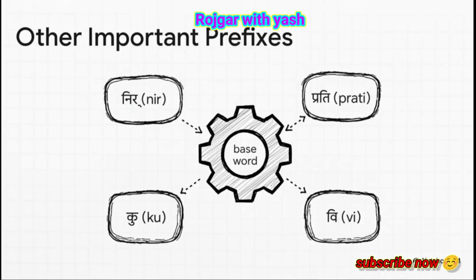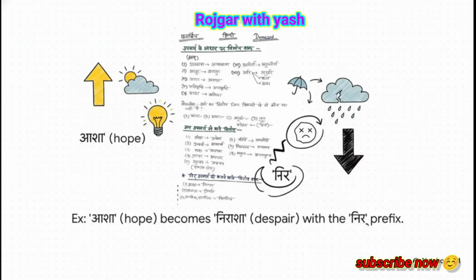Okay, so we've covered those two, but don't think that's the whole story. You've also got to watch out for a few other key players like nir, prati, ku, and vi. Each one has the power to turn a word completely upside down. And this is a fantastic example of just how much a tiny prefix can change things. You start with asha, which is this beautiful word for hope, but you add nir to the front, and suddenly you have nirasha, despair. It's a total transformation.